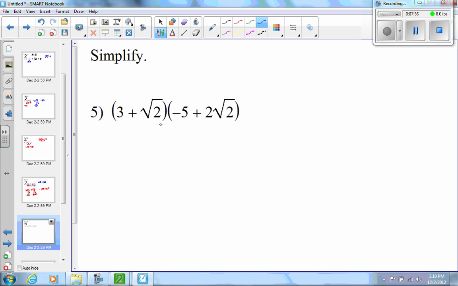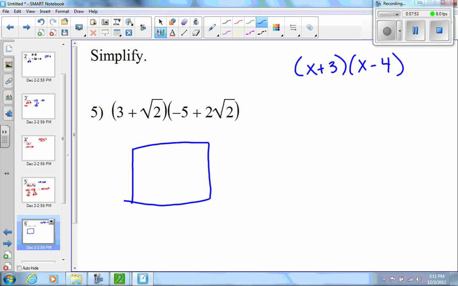All right, on this problem, it's like I have a binomial times a binomial. So think about what I did for this. We just put it in a box. And that's exactly what we're going to do here. So I have 3 plus root 2, negative 5 plus 2 root 2, and fill in the box.